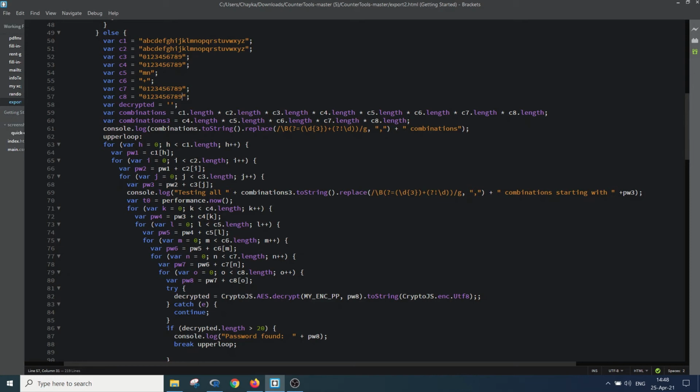So anyway, now you see the number of combinations is really small, and it is going to find my password pretty fast. So let's run the script.